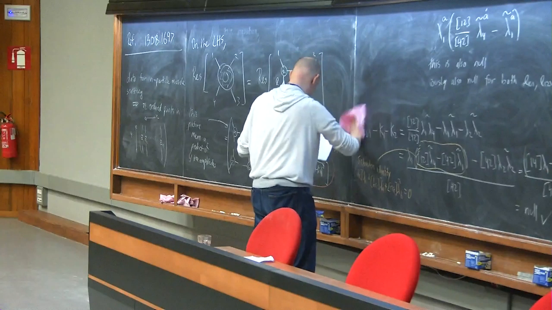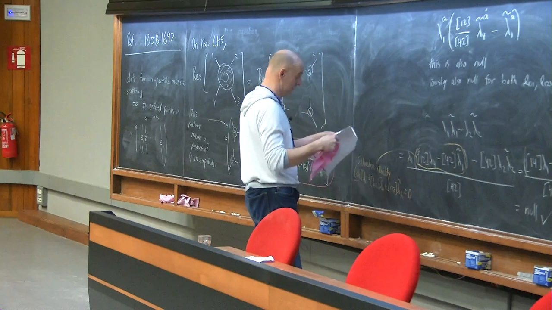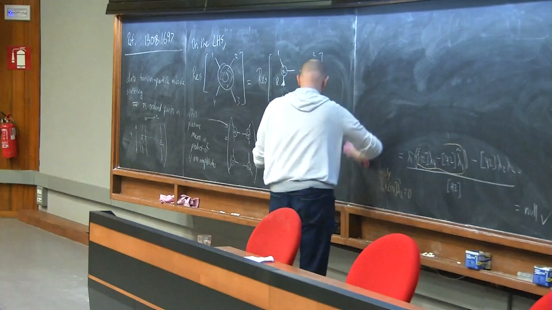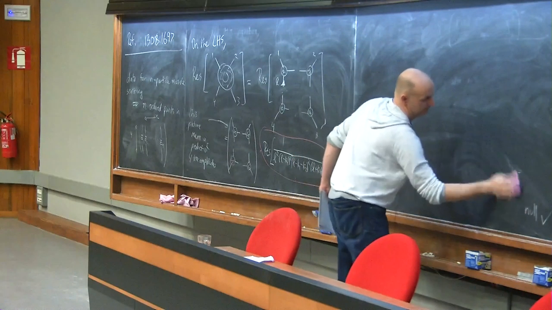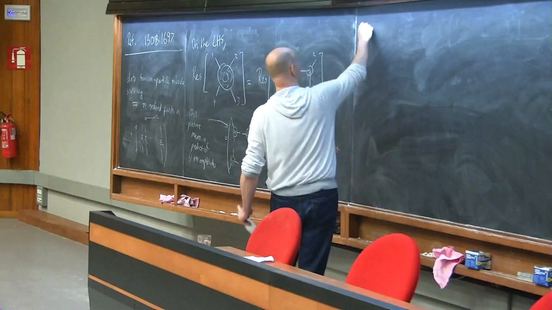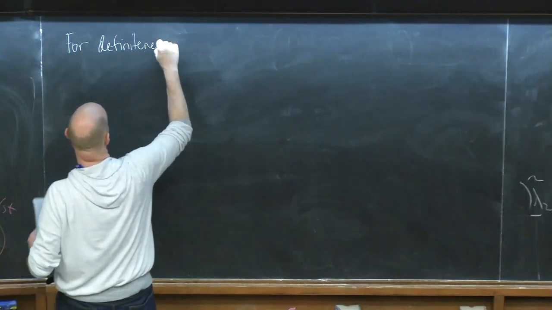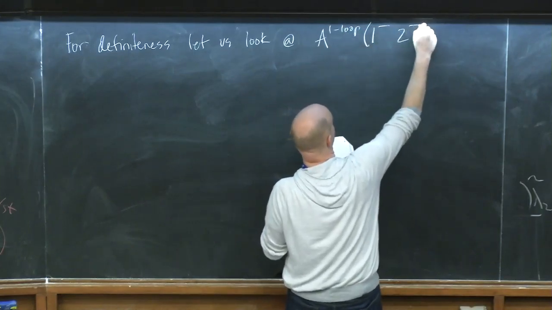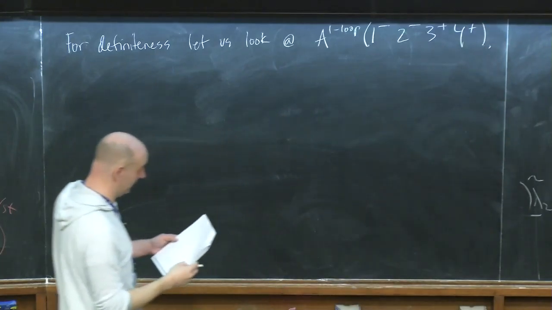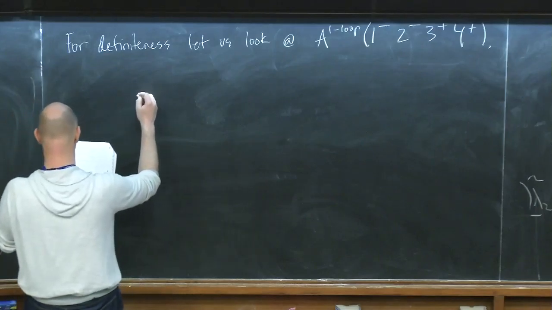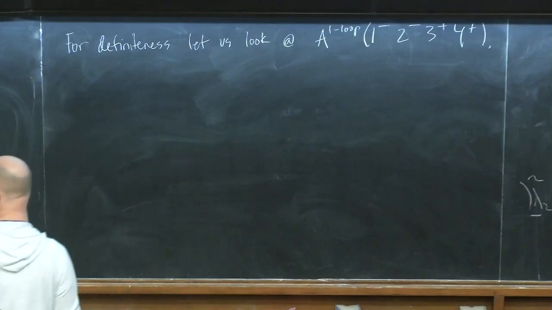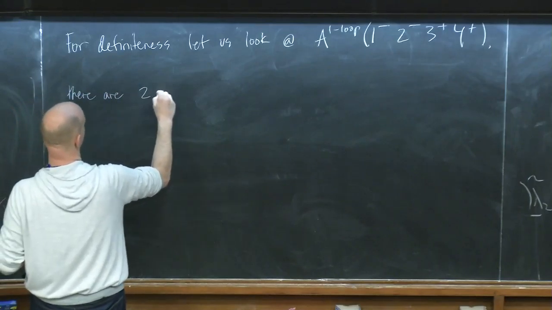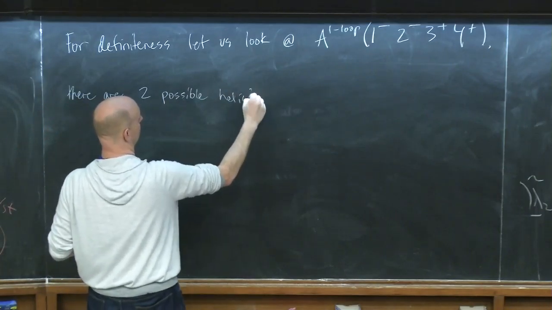So let me quickly assemble everything here. Let's specify a definite helicity configuration. For definiteness, let us look at A one loop 1 minus 2 minus 3 plus 4 plus. You could make any choice you want. But then we have two possible helicity assignments.